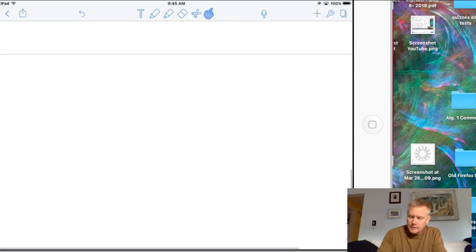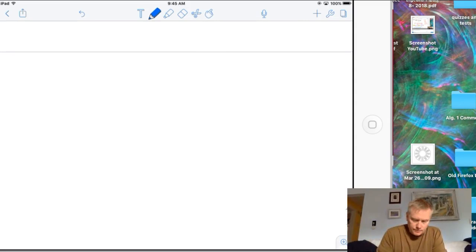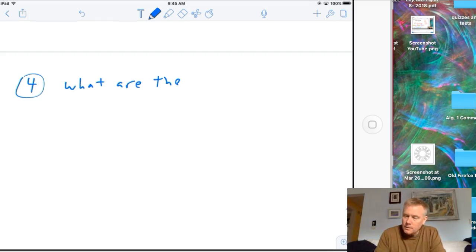All right, number 4. Getting to more numerical ones. What are the next 2 numbers in the pattern?